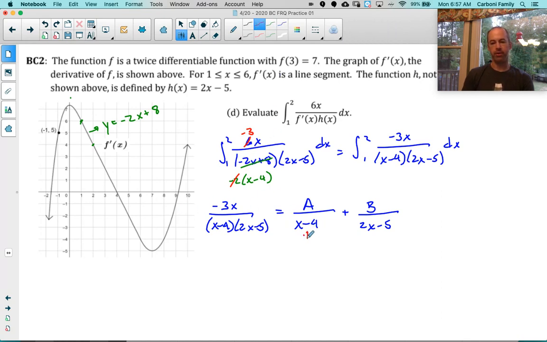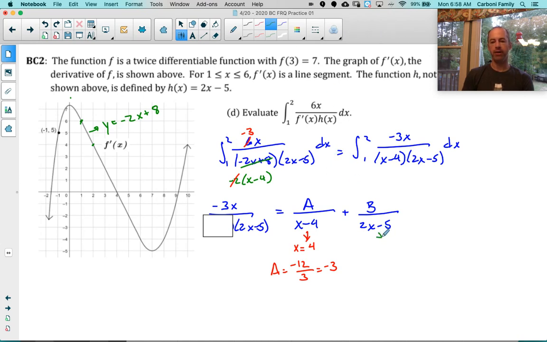I look at the denominator under my A, and I notice that x equals 4 will give me a 0. So I'm going to go to my original fraction, block out the factor under the A, and plug 4 into everything else. If I do that, I get A is equal to negative 3 times 4, which is negative 12, over 2 times 4, which is 8, minus 5, which is 3, and we get an A value of negative 4. And so we did get a nice integer for A.